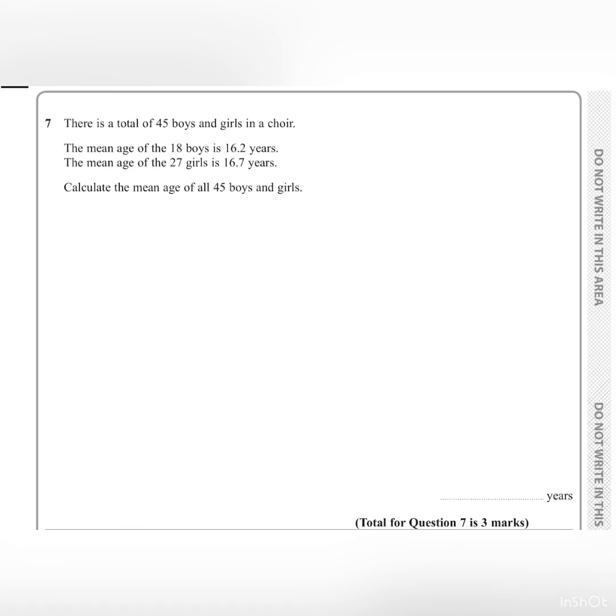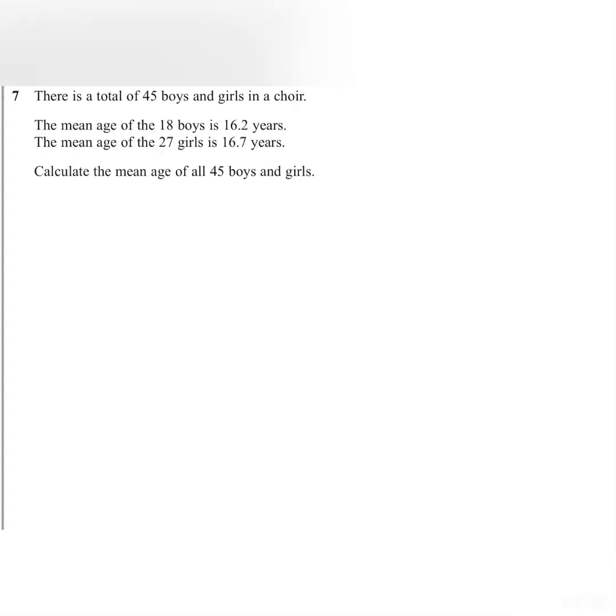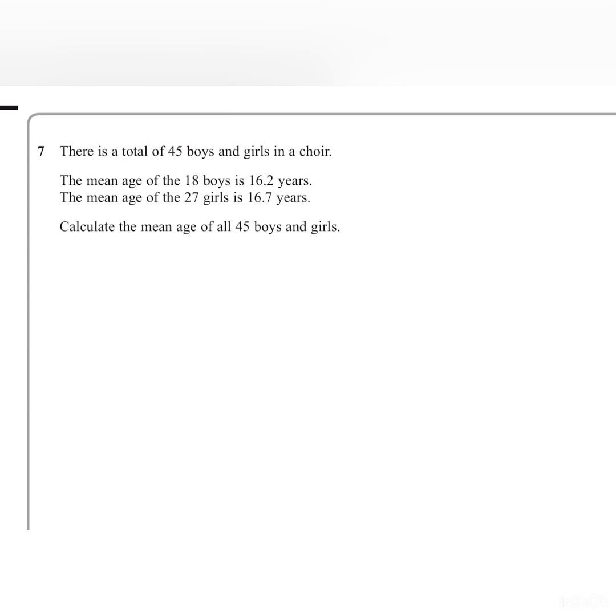Okay, question number 7. It says there are a total of 45 boys and girls in a choir. And the mean age of 18 boys is 16.2 years and the mean age of 27 girls is 16.7 years. And it says calculate the mean age of all 45 boys and girls.